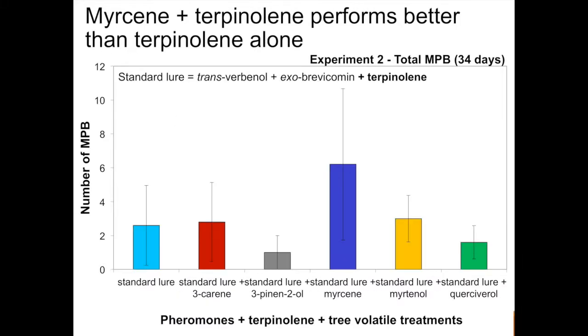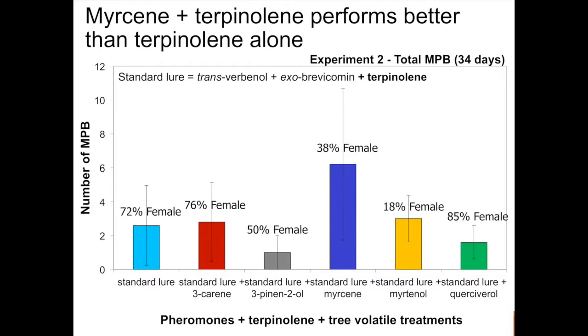And then for the second experiment, which is the standard lure plus terpinolene and then one of the tree volatiles, we found that the standard lure plus myrcene performed better than just terpinolene alone. And also 3-carene had some promise, and also myrtenol. And then when looking at the percentage of females caught, even though the myrcene treatment here caught a lower percentage of females than the terpinolene alone, the number of females caught with this treatment was still greater.